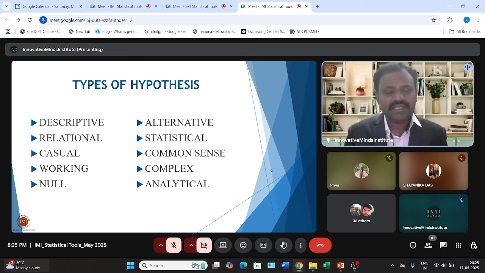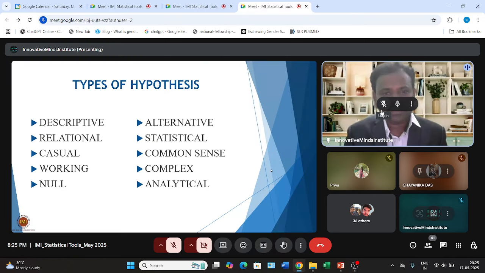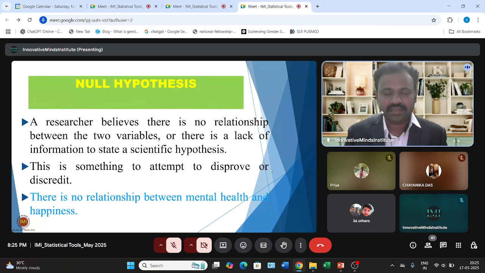Then the statistical hypothesis, which talks about the numbers kind of things. Common sense hypothesis, which is basic. And complex hypothesis, it should have more than two variables. Analytical hypothesis, which talks about the relationship kind of analysis. You don't need to know all the hypotheses, but at least you should know two hypotheses, null hypothesis and alternative hypothesis, and you should know how to test the hypothesis.